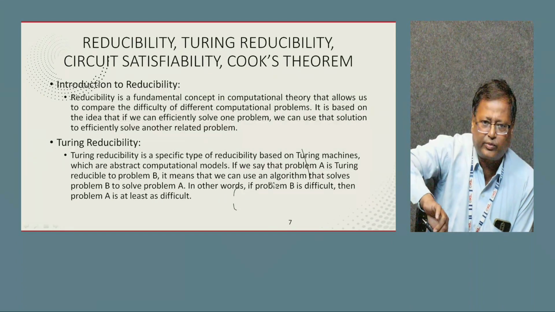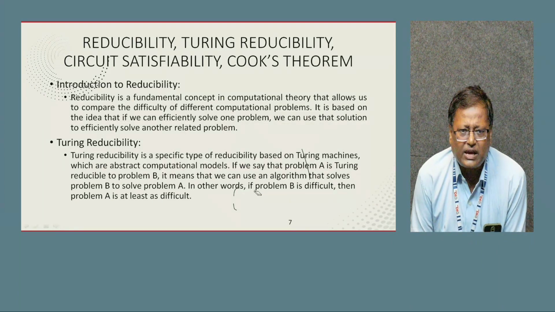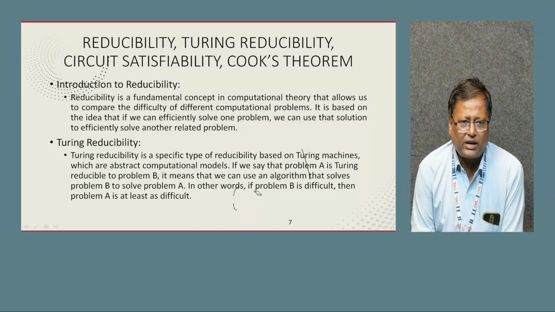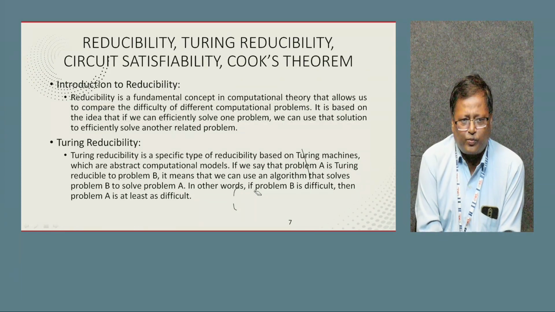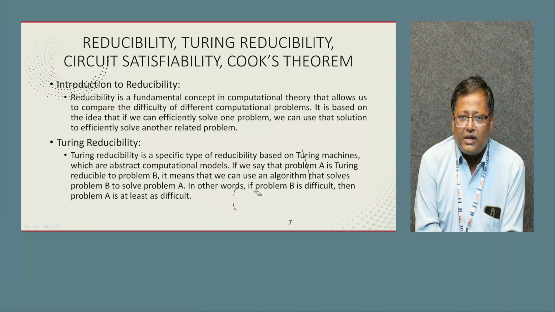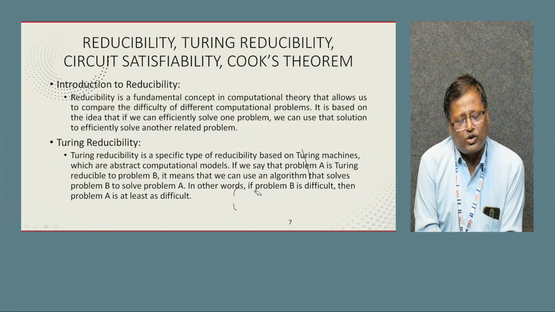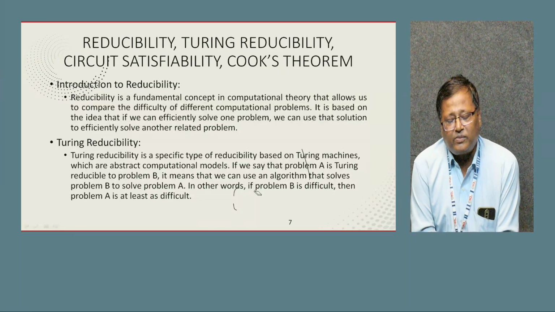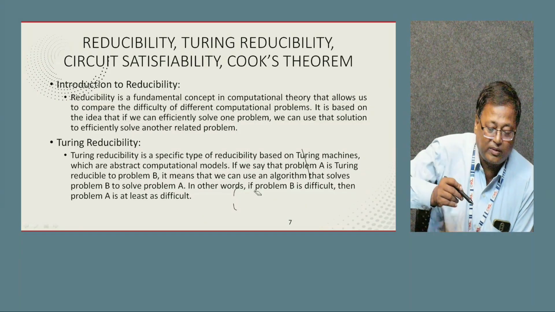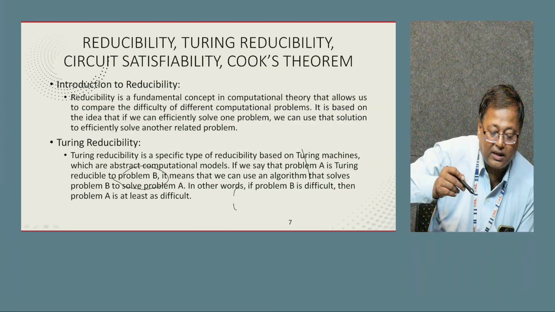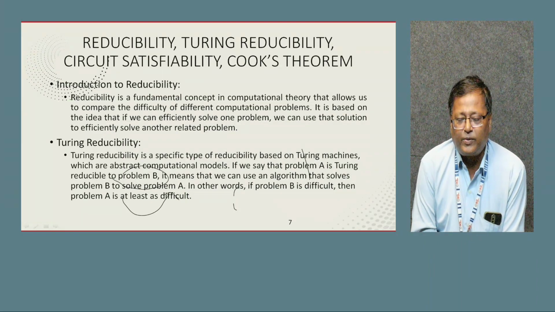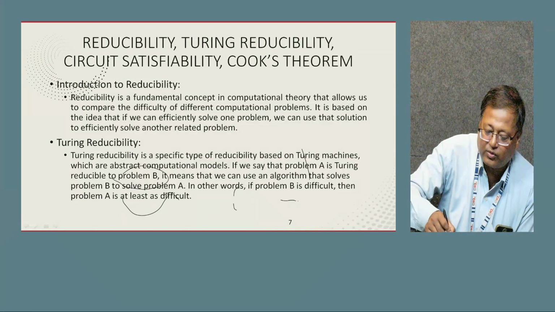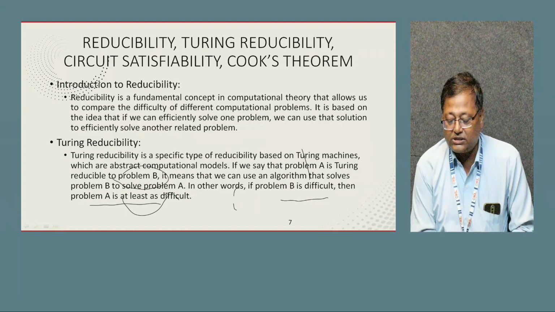In the case of Turing reducibility, it is a specific type of reducibility based on the Turing machine, which is an abstract computational model. If we say problem A is Turing reducible to problem B, it means if we can find an algorithm to solve B, then we can also solve A using that algorithm. Otherwise, we can say if B is difficult, then A is also difficult. If B is difficult, then A is at least as difficult.